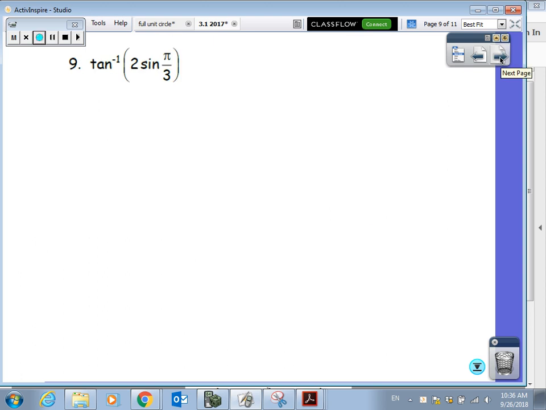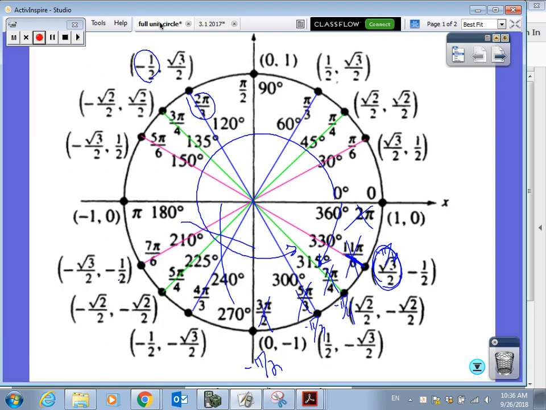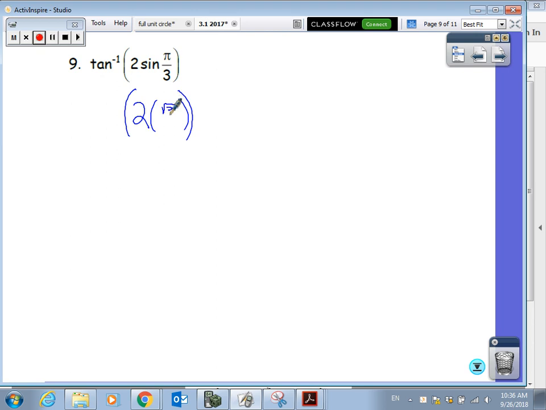All right, the inverse tangent of 2 times the sine of pi over 3. Ignore that inverse tangent. We need to find 2 times whatever the sine of pi over 3 is. Back to the unit circle. Pi over 3, sine is the y value: root 3 over 2. When we multiply that, the 2's cancel, and we get the inverse tangent of root 3.